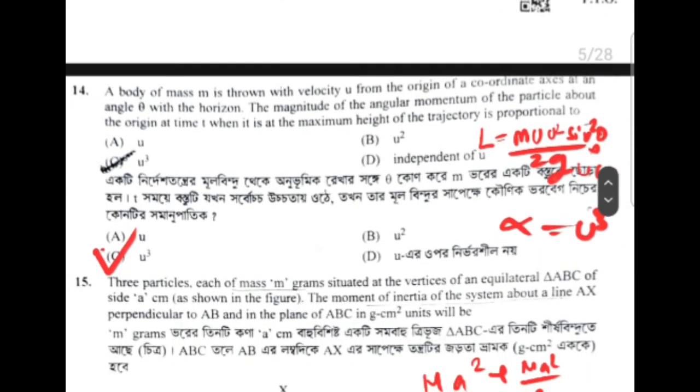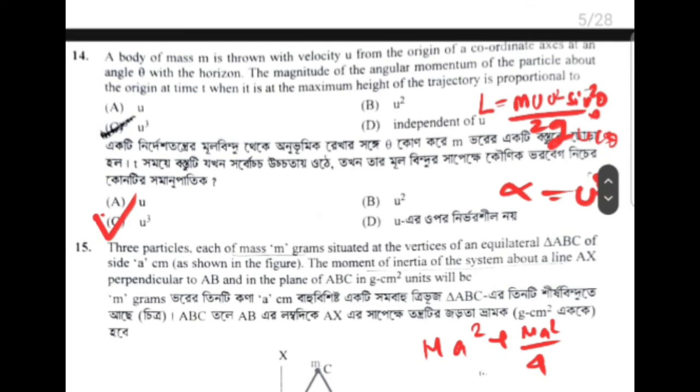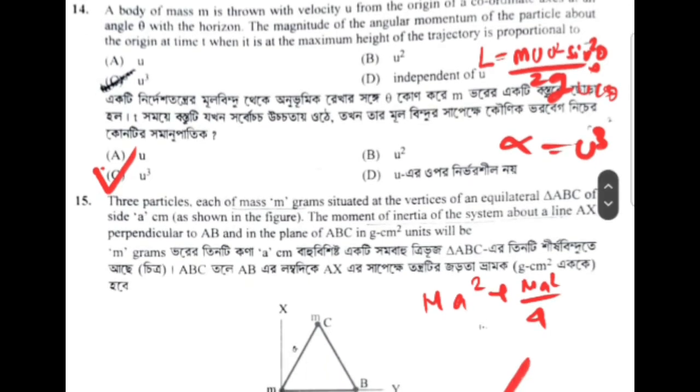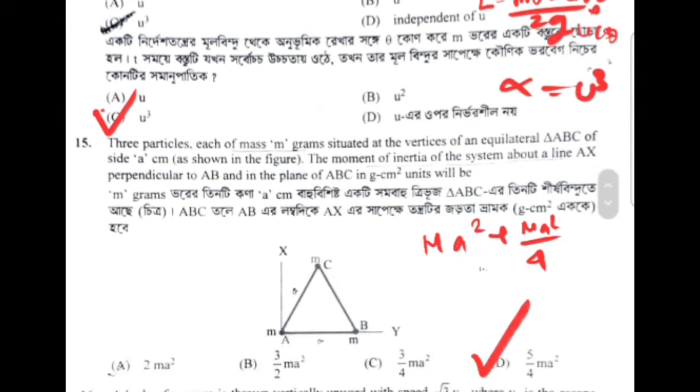Question number 15. Three particles, each of mass m grams, are situated at the vertices of an equilateral triangle ABC. Find the moment of inertia of the system about a line perpendicular to AB in the plane of the triangle. We are getting, as you will find, ma square plus ma square by 4. So 5 ma square by 4 is the correct option.